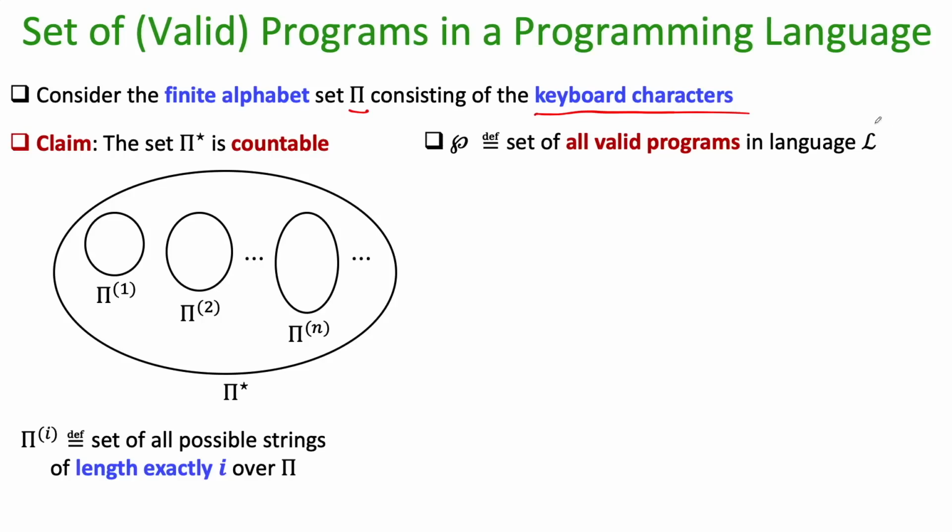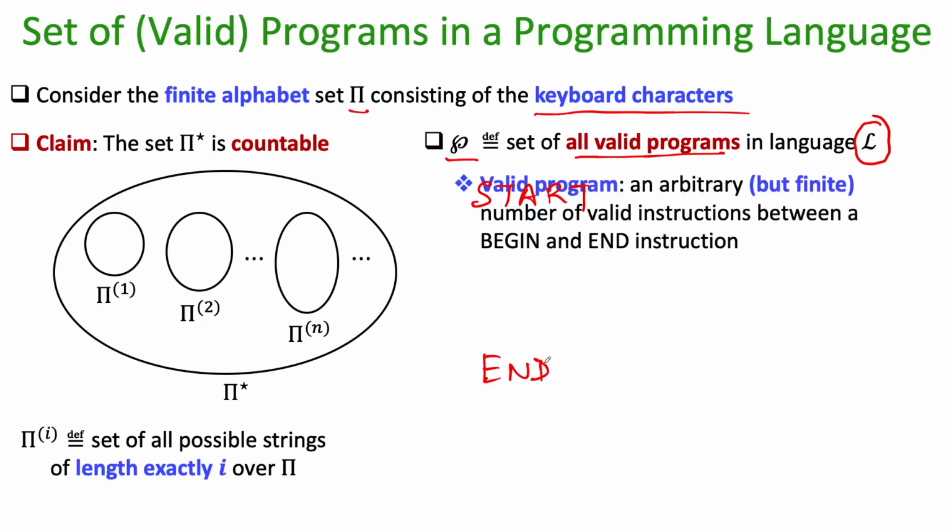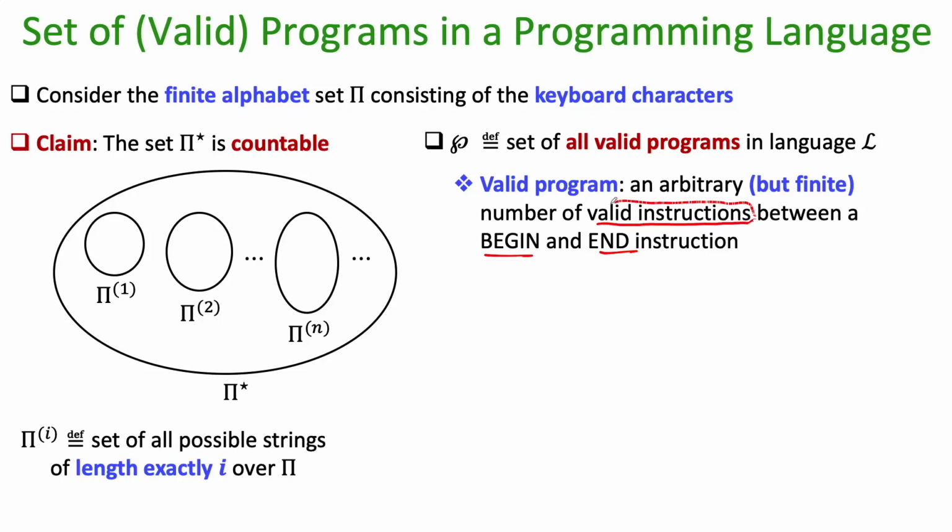Now imagine you have a programming language L. It can be C, C++, Java, Python, any programming language, and let this calligraphic P denote the set of all valid programs in your programming language. What do I mean by a valid program? I mean to say it has a start instruction or a begin instruction, and it has an end instruction, and between the begin and the end instruction you have an arbitrary number of syntactically correct instructions in that programming language.